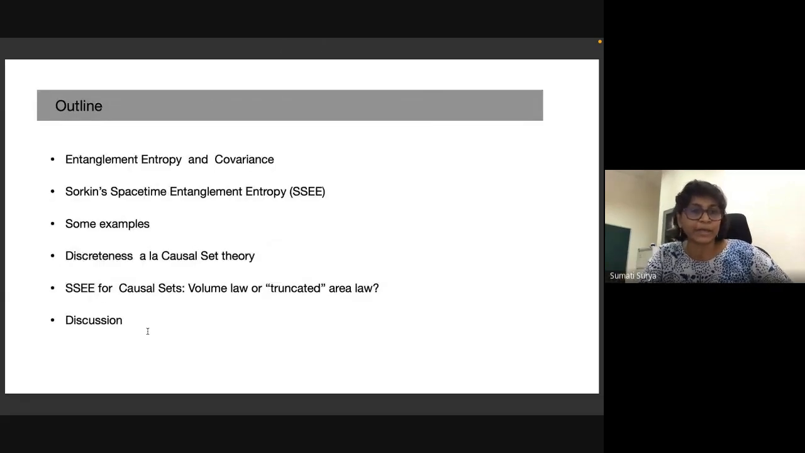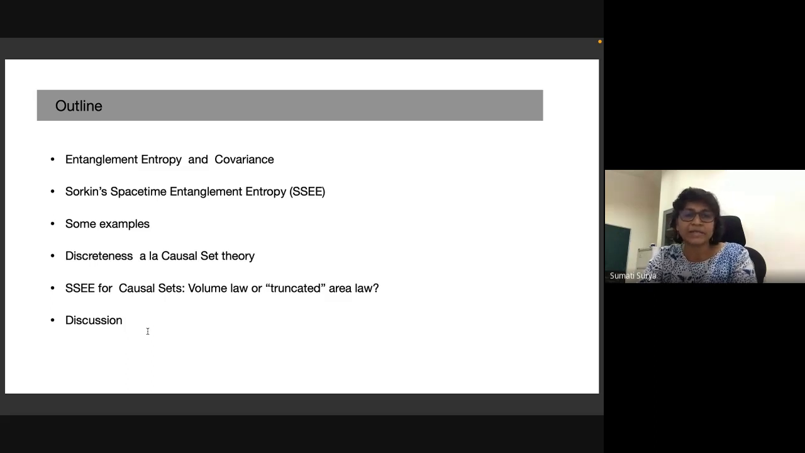Here's the outline of my talk. I will just say a few words about why covariance may be relevant in discussing entanglement entropy, the standard formulation of entanglement entropy, even in quantum mechanics, which uses the state, and why covariance may be important to trying to generalize it to a covariant formulation. And this brings me to Sorkin's space-time entanglement entropy formulation, which in fact he presented in, I think, 2011 at the Goa conference, the big GR conference we had in Goa.